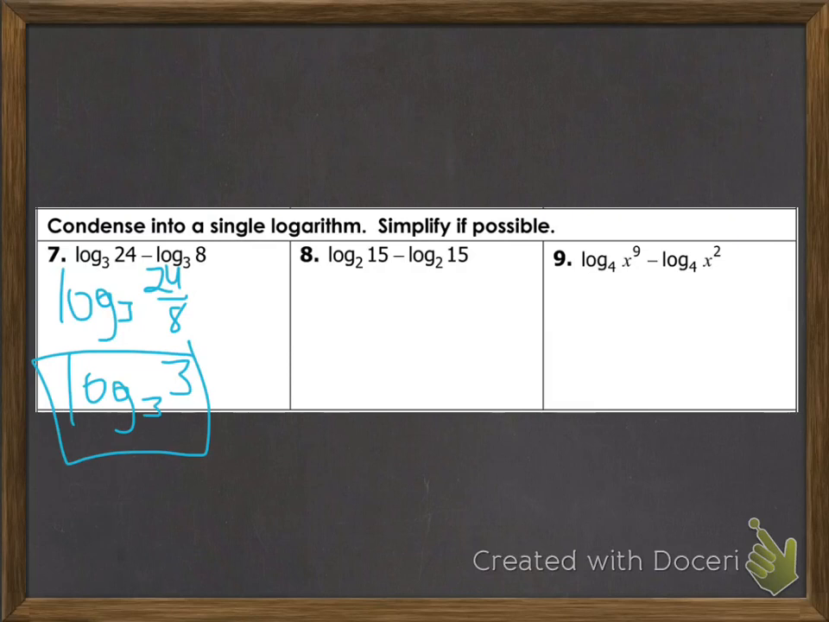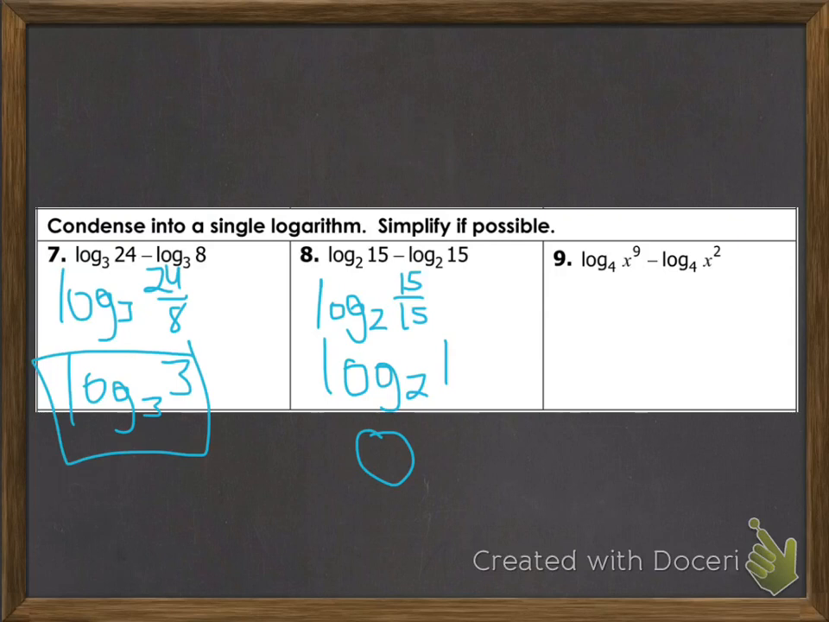So now let's look at number 8. We have log base 2 of 15 minus log base 2 of 15. Now you would think, can I just put 0 as the answer? No, you can't. So we're going to have log base 2 of 15 divided by 15, and we're going to get log base 2 of 1. And if you actually put log base 2 of 1 into a calculator, you are going to get 0. But for the purposes of this example, we want our final answer in this format.